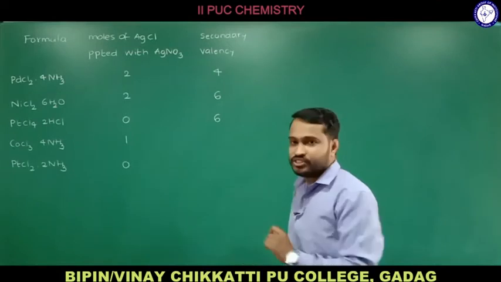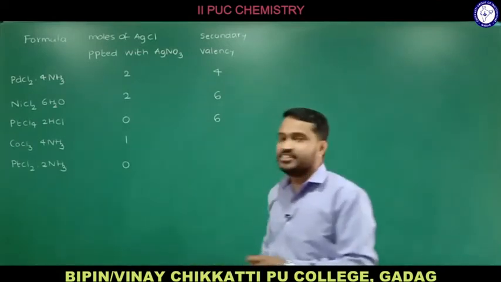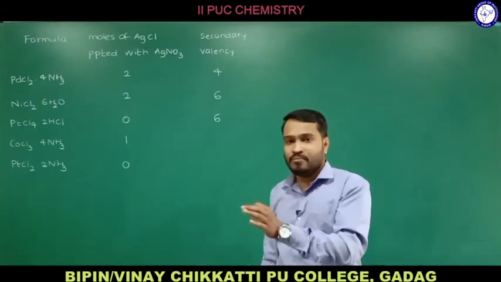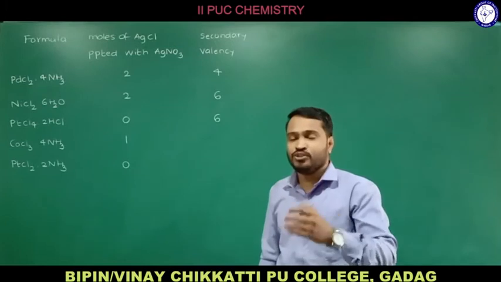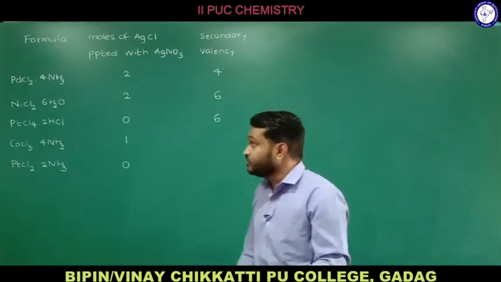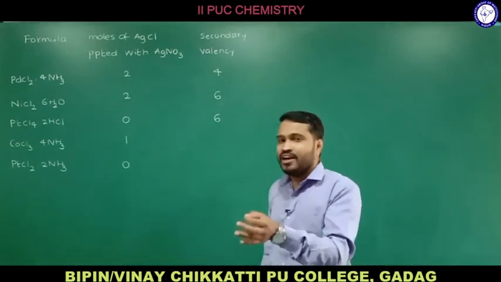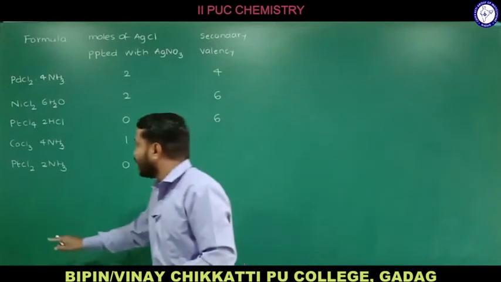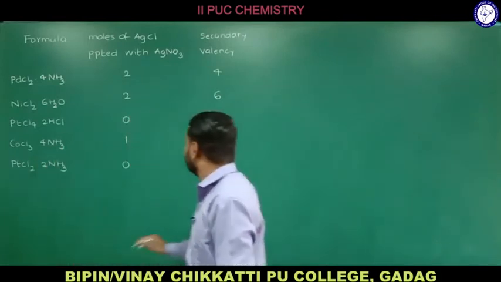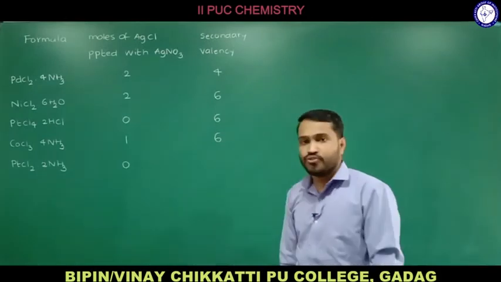CoCl3 4NH3. When this compound is treated with AgNO3, 1 mole of AgCl, 1 Cl minus precipitates, which means in the original compound definitely 1 Cl undergoes ionization, but here we have 3. So out of 3, 1 undergoes ionization and 2 are non-ionizable. So 2 are non-ionizable and we have 4 NH3, totally 2 plus 4, 6 is the secondary valency of cobalt.